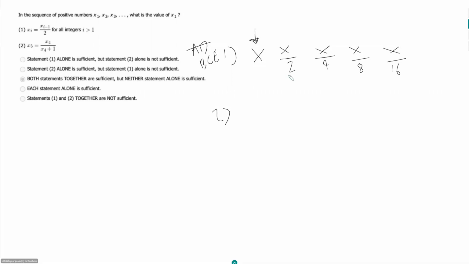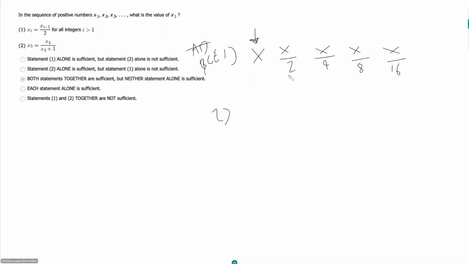Statement 2 says the fifth term in our sequence is equal to the fourth term in our sequence all over the fourth term in our sequence plus 1. So by itself, this shouldn't be sufficient because we don't know what the fifth term or the fourth term is, so we can't solve for anything here.